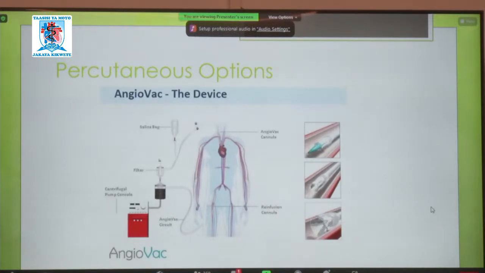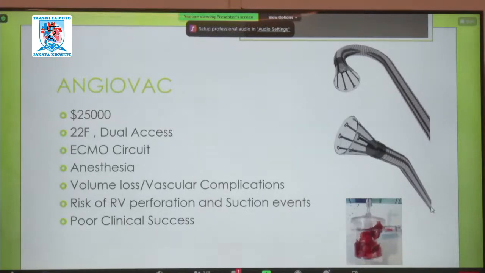This is a large tube, 22 French, the size of my thumb, which is inserted in the neck or in the groin. It sucks a lot of blood out, filters it through extracorporeal oxygenation, and you send it back to the blood. But it's $25,000. And the ECMO circuit is $20,000. So our hospital really can't afford $50,000 of care for one endocarditis patient who is usually not insured. One of our hospitals in the inner city of Knoxville actually went bankrupt because of this problem. It requires anesthesia, there's risk of RV perforation, and there's poor clinical success.